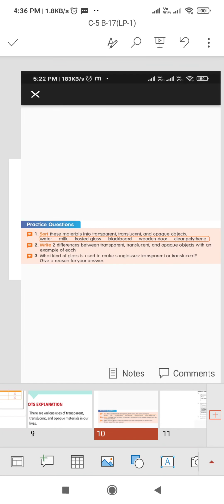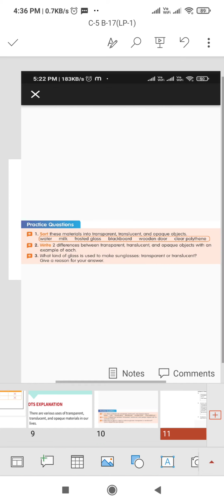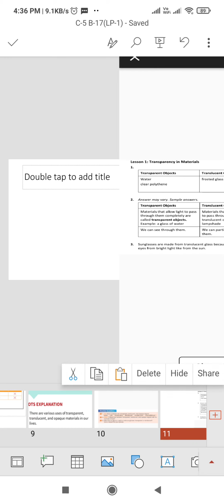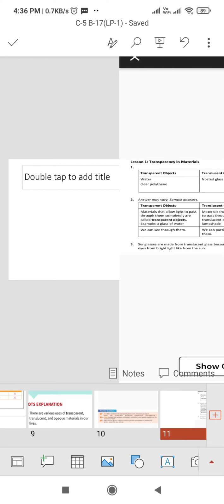Third question is, what kind of glass is used to make sunglasses? Transparent or translucent? Give a reason for your answer. So sunglasses are made up of translucent glass because it allows partial light to pass through so that our eyes can be protected from the harmful bright rays of the sun.